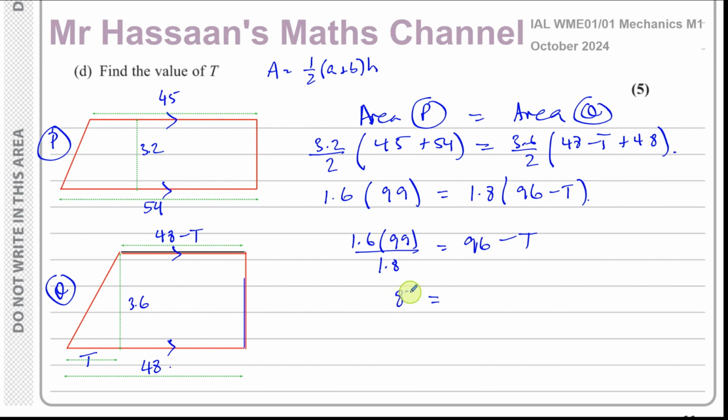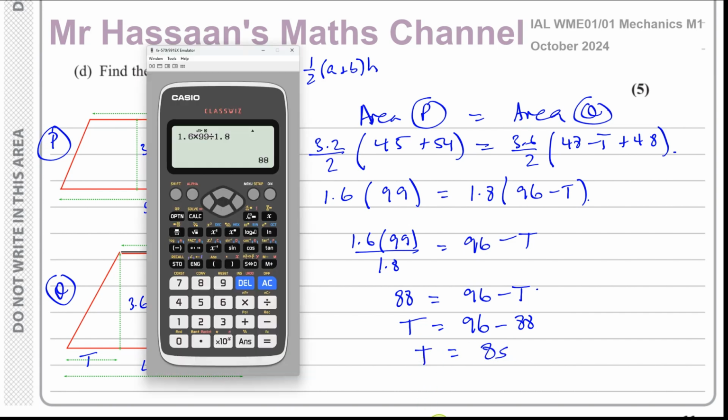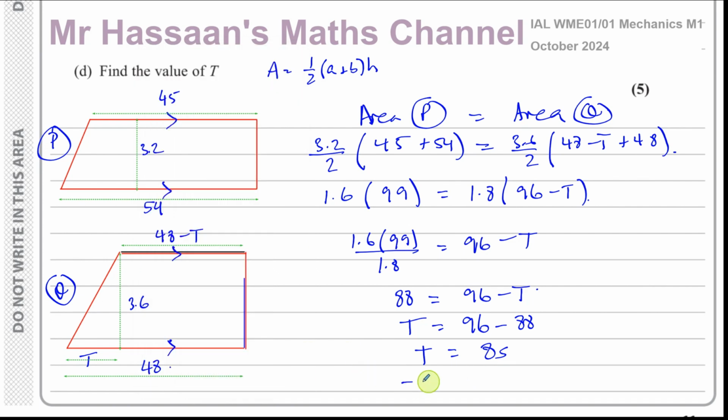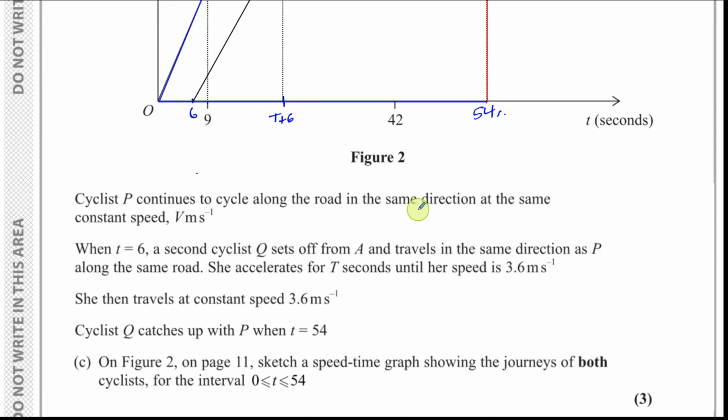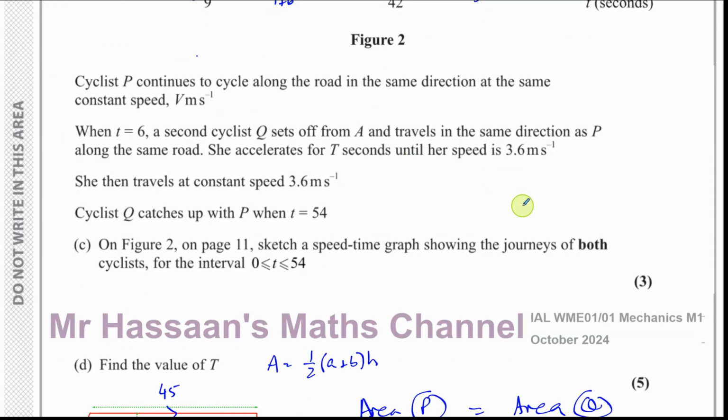So that's 88 equals 96 minus t. So that means t is equal to 96 take away 88, and that's going to be 8 seconds. Okay, 96 minus 88, 8 seconds. So there is the answer. That's the value of t. Okay, so that completes this question about speed time graphs.